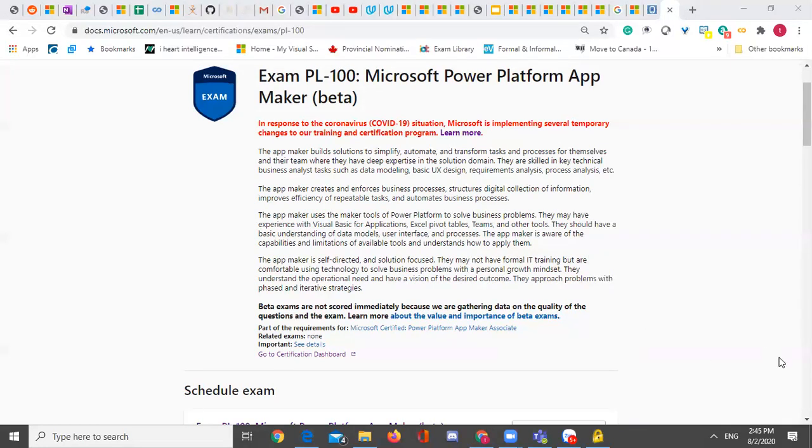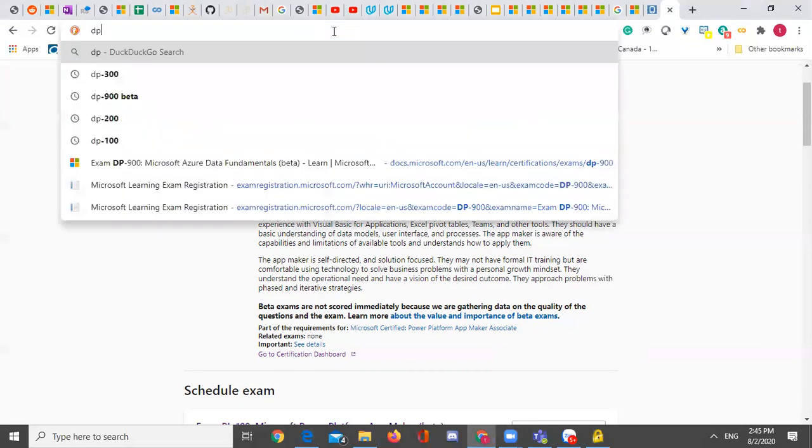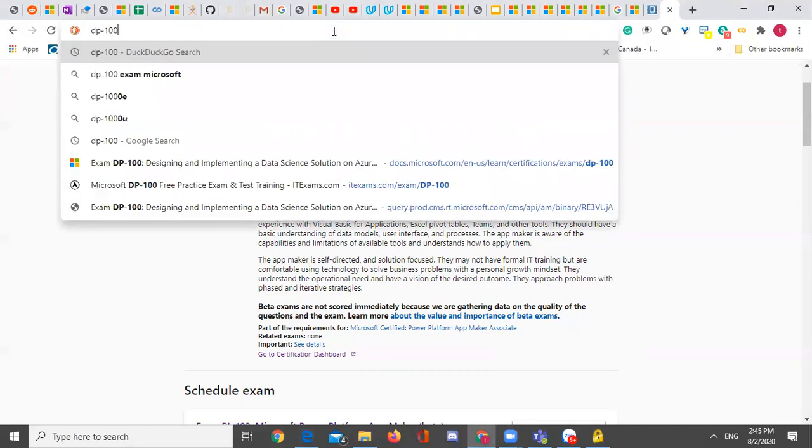So after doing the AI 900, I'd want to do the DL 100. What's your take? You mean DP 100, right? Yeah, this one. Oh, this one is for data scientists. Do you want to take the easier one first, though?